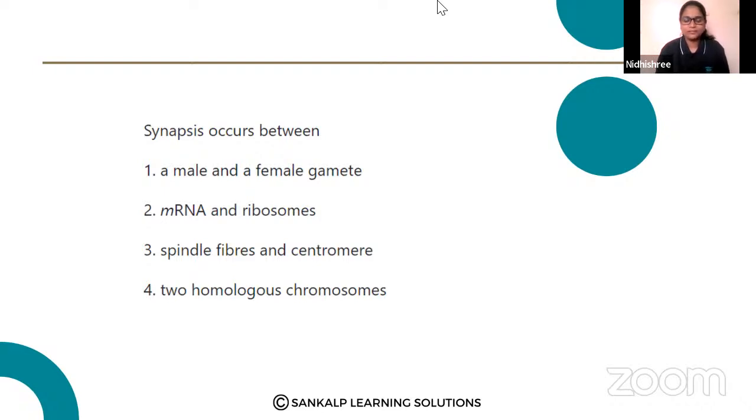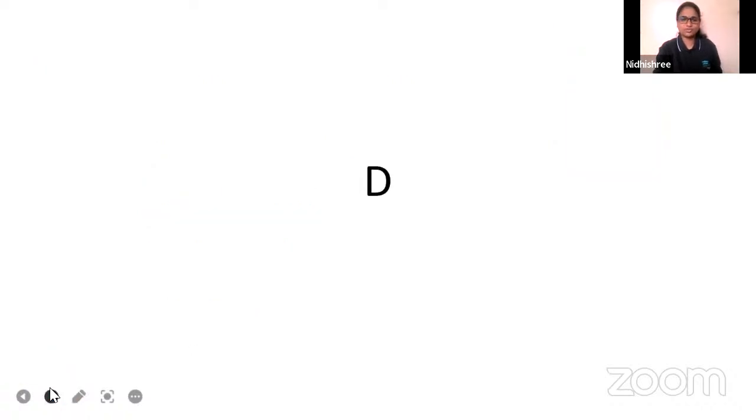Okay. What about others? Nandish, option D. Chaitra, option D. Aishwarya, Pavitra voted for option D. Sonu, option D. Asha, option D. Okay, good. So most of you voted for option D. Nandu Dodmani, option D. Okay. So the right answer is option D, that is two homologous chromosomes.